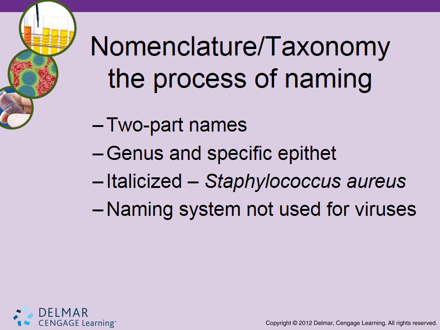Nomenclature or naming systems for bacteria, fungi, and parasites all follow these rules. And because viruses are not living organisms, they do not follow the system of nomenclature. Viruses are named after the disease they cause. They're named after the organism or the organ they might infect. They're named after the place where it was first found, or it can be named after the person that discovered it, or just after people in general.